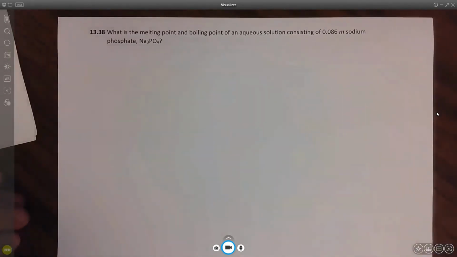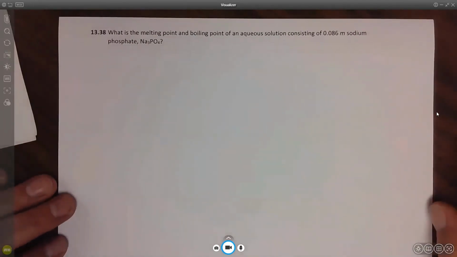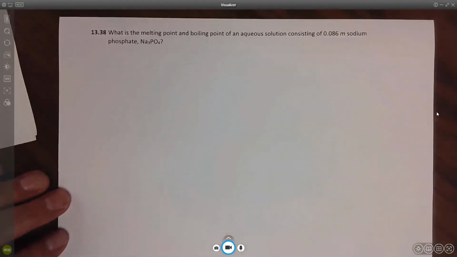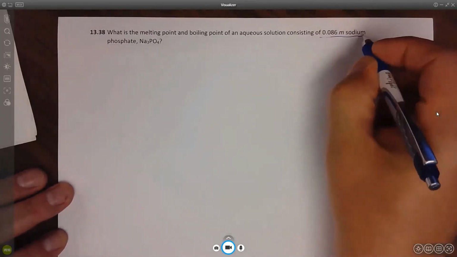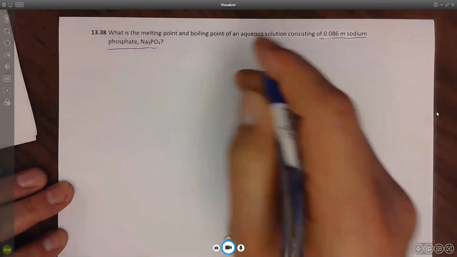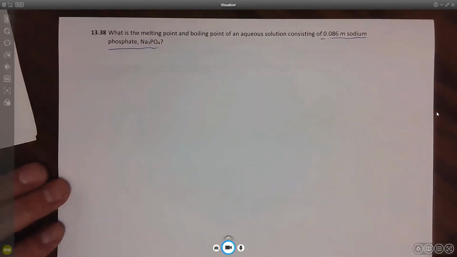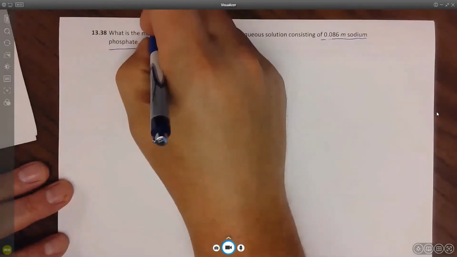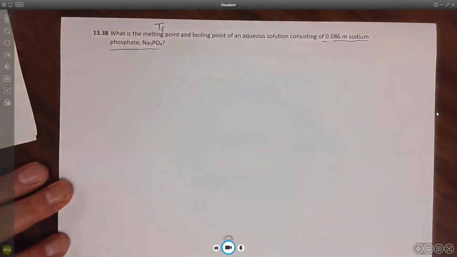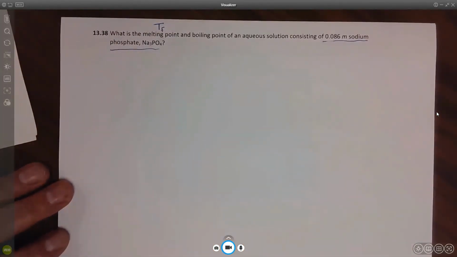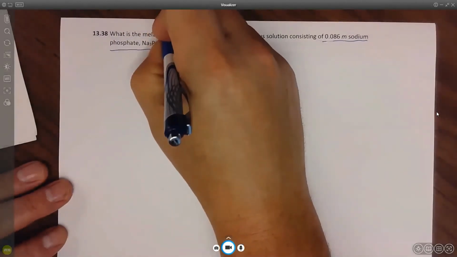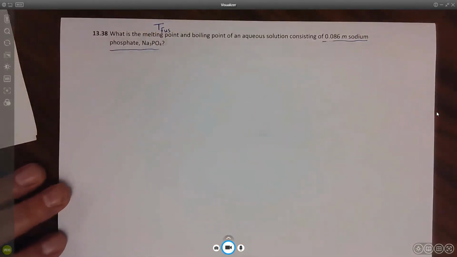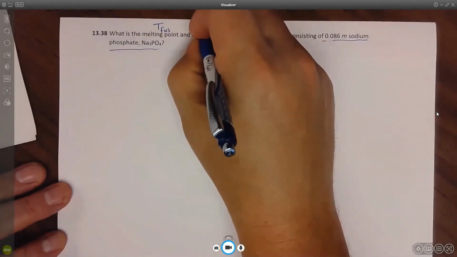So number 38 from chapter 13 says, what is the melting point and the boiling point of an aqueous solution consisting of 0.086 molar sodium phosphate? Okay, so we're looking for the melting point. The melting point is the same as the freezing point. So that's normally called TF, or we could call it T fusion for melting. And then boiling point, you generally give the variable TB.